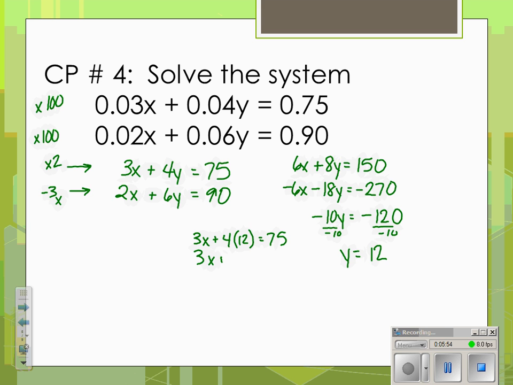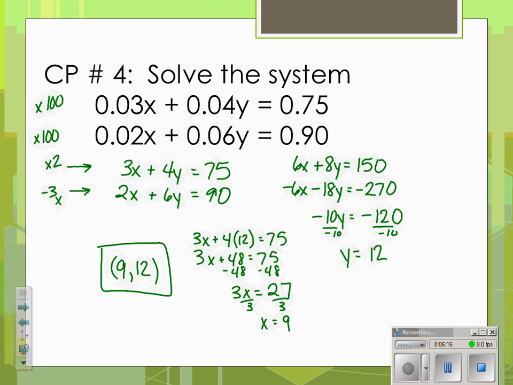We get 3x plus 48 equals 75. So 3x ends up equaling 27. Finish solving for x, and we get 9. So our solution point is 9 and 12.